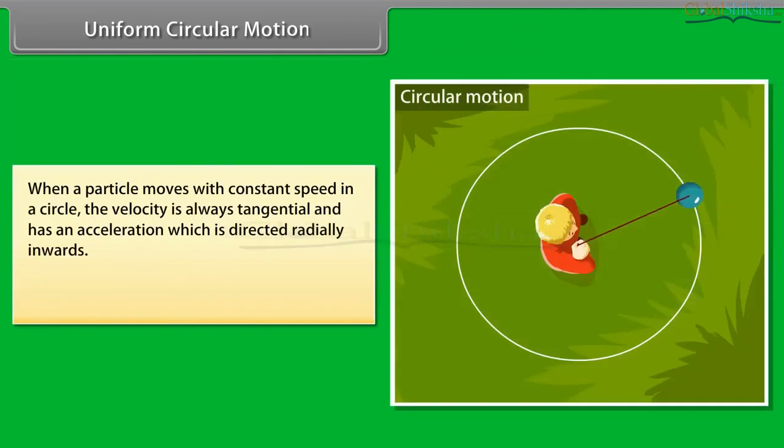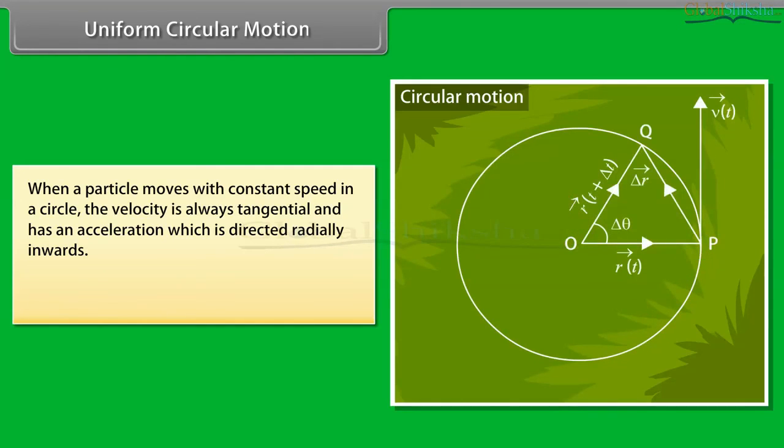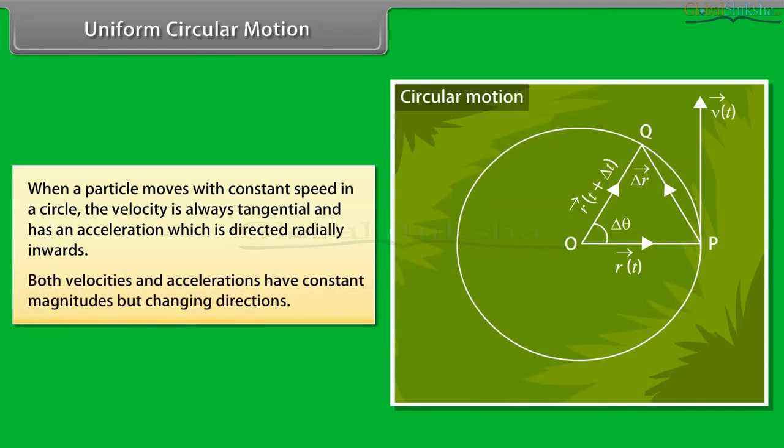When a particle moves with constant speed in a circle, the velocity is always tangential and has an acceleration which is directed radially inwards. Both velocities and accelerations have constant magnitudes but changing directions.